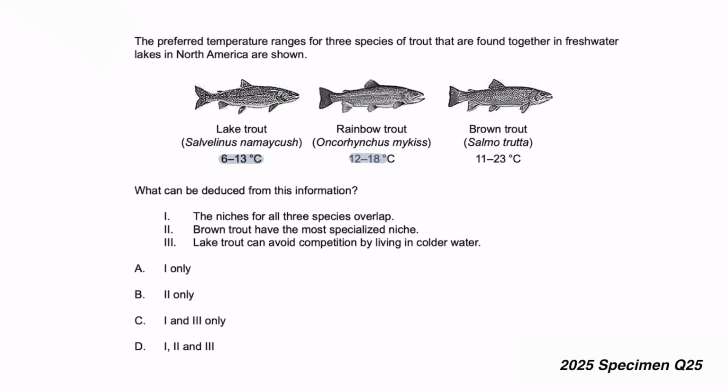These temperatures are the preferred temperature ranges for these 3 different trouts. These 3 ranges overlap, showing their niches also overlap. Although they overlap, each trout can also live in some specific areas. For example, lake trout can live in colder water, so they can avoid competition with other trout. However, just based on temperatures, we cannot tell the condition of the niche for each trout.